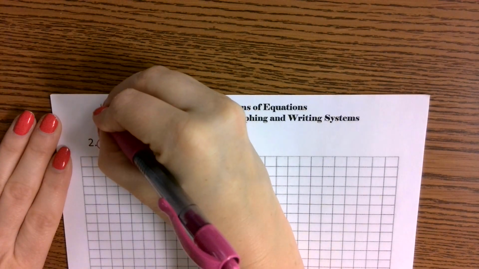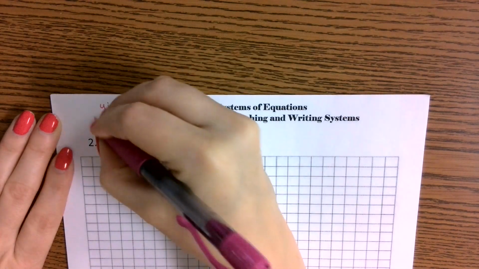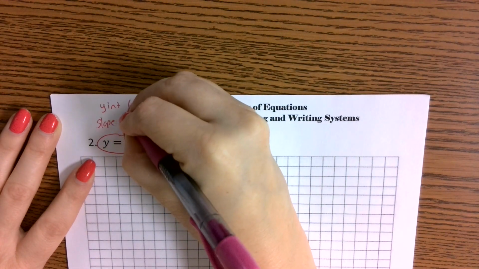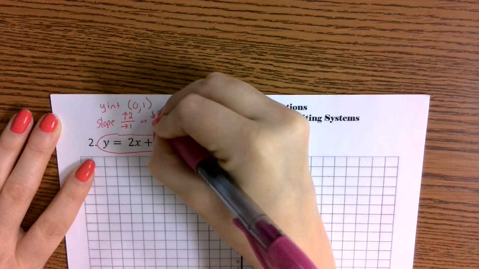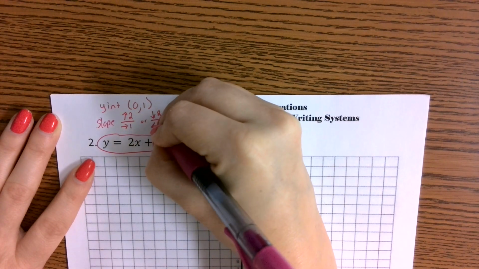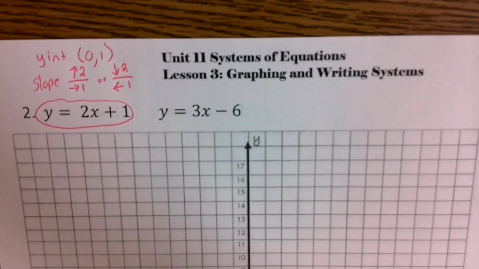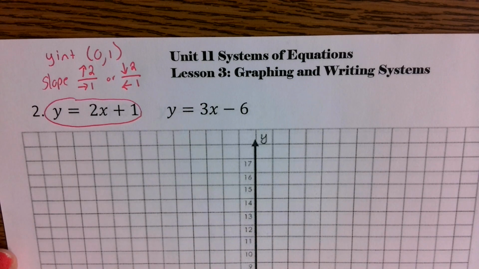What is my y-intercept? A 1. So we graph it at (0, 1). And then my slope is up 2 to the right 1 or down 2 to the left 1. Those will create that positive 2 over 1.